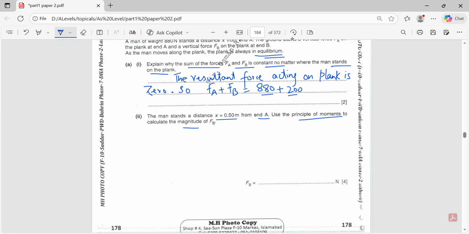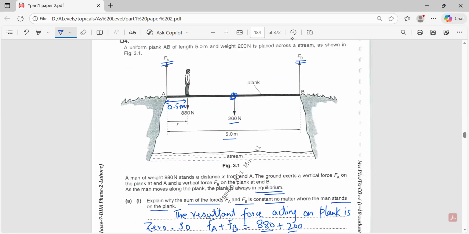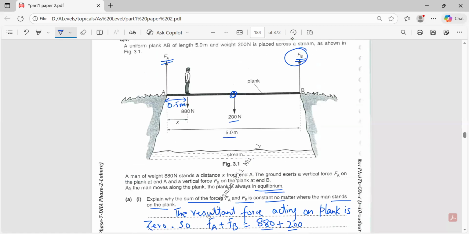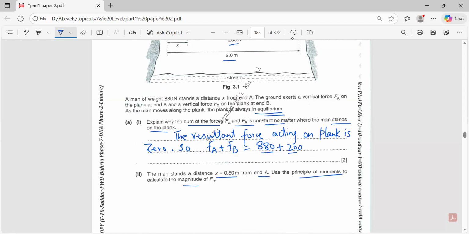So you have to find out the force FB. Now look, in this whole question we are not told where we shall be taking the pivot. When such a scenario appears where the pivot point is not stated, we will be considering the pivot on our own. So let's say we are taking the moments about point A.